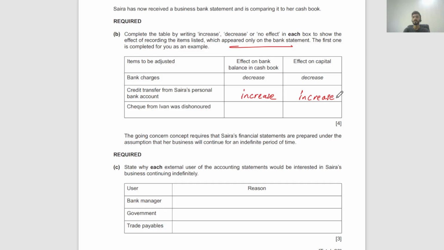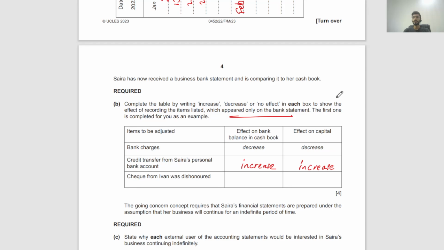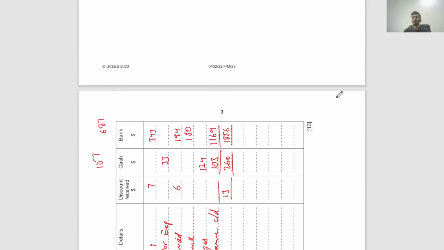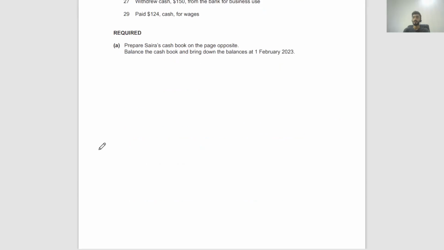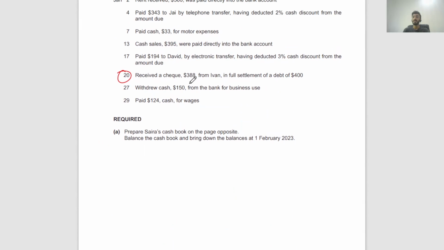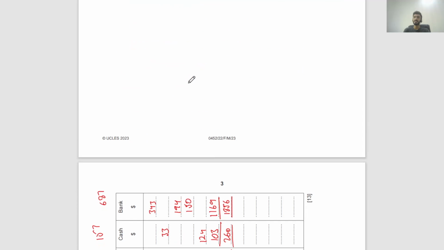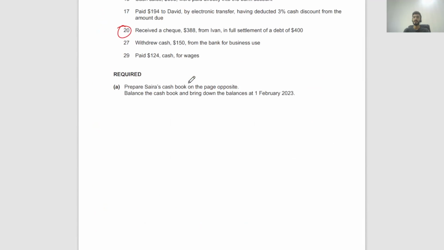Check from Ivan was dishonored. Now this is a little tricky because there is a context, okay? So we have this person, Ivan, this one. And we allowed some discount, isn't it? We allowed a discount of $12. And remember, we have to also reverse that. Get it? So we accepted 388 just because they paid on time, but it turns out their check didn't go through. And so it is reversed and the discount is cancelled, right? The discount that was allowed, right?